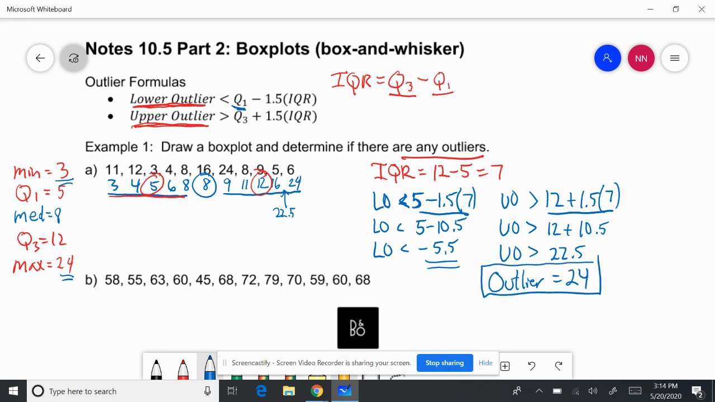So now what we're going to do is graph this. I'm going to start at 0, and I'm going to go all the way to 24 by 5s.